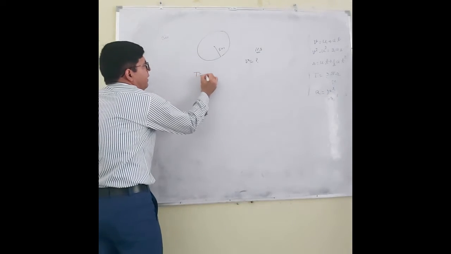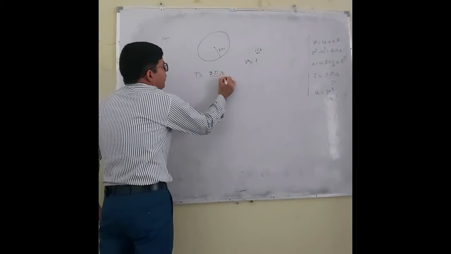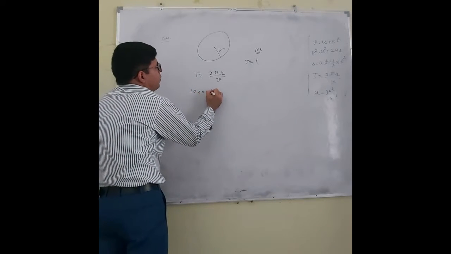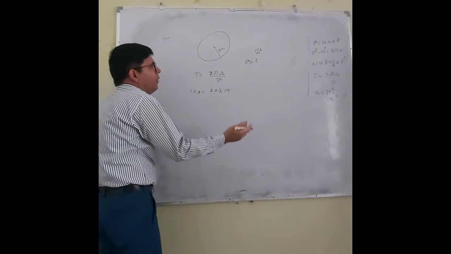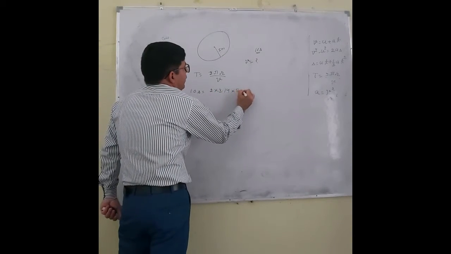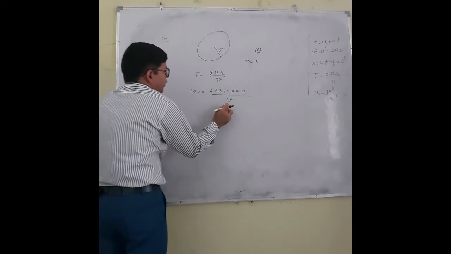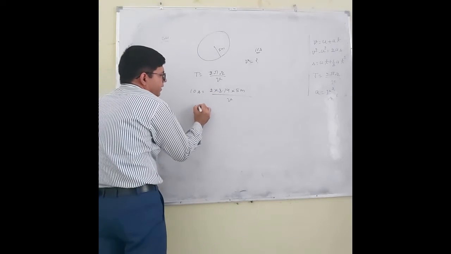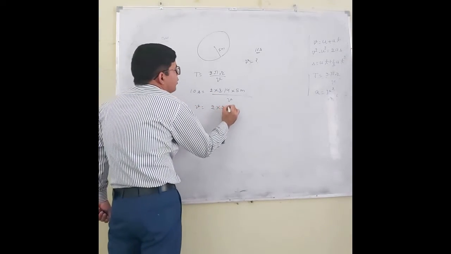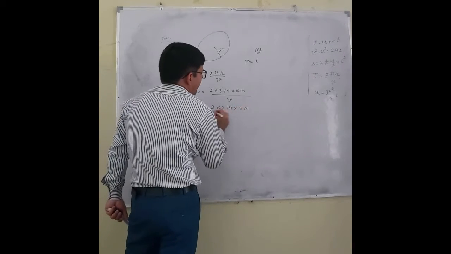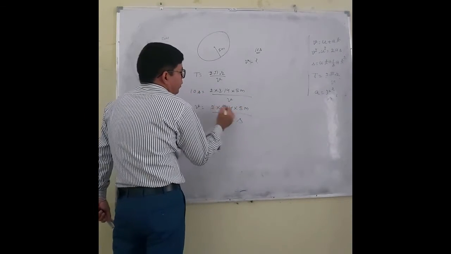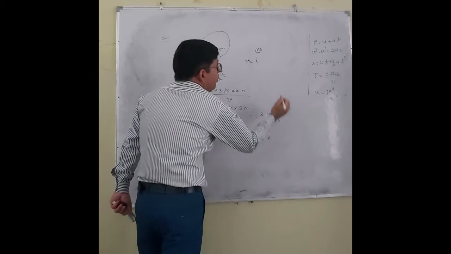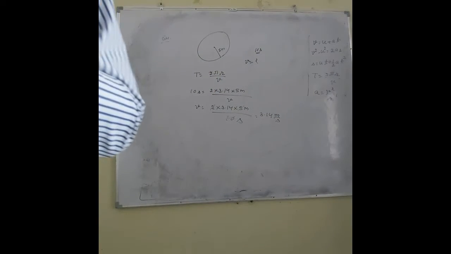So T equals 2 pi r upon v. What is T here? 10 seconds. Pi means 22 by 7 or 3.14. r means 5 meter, divided by v. So taking v here: 2 multiplied by 3.14 multiplied by 5 meter divided by 10 second. 2 fives are 10, cancelled, so my answer is 3.14 meter per second.